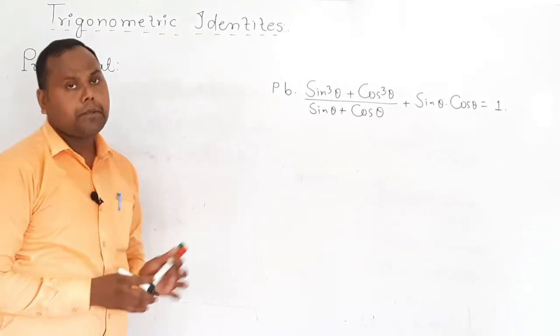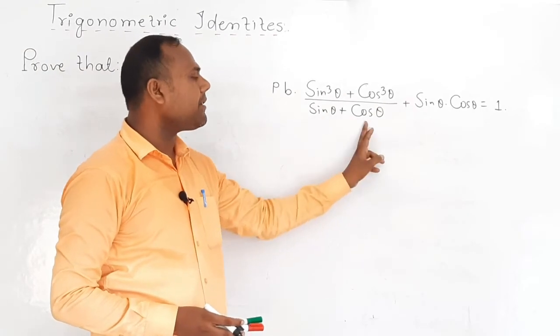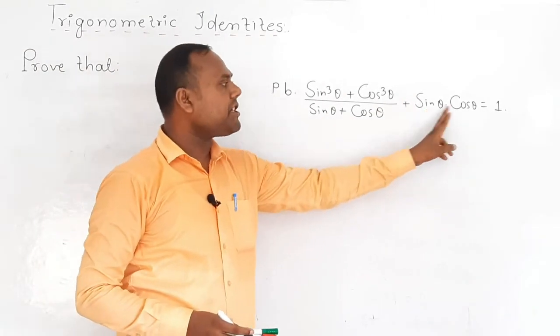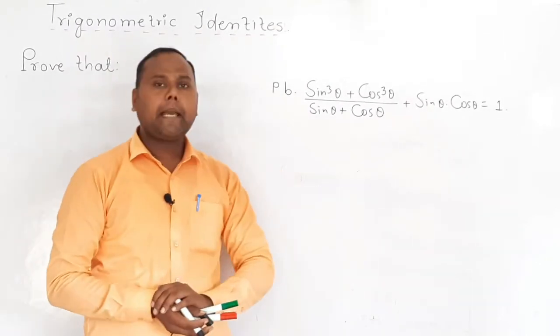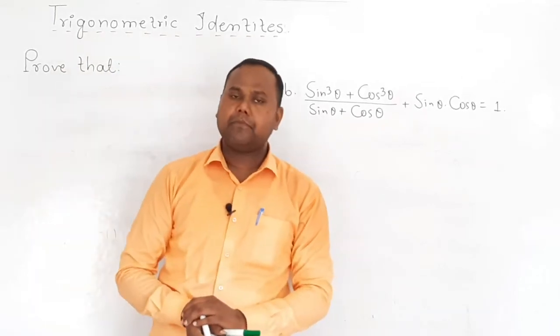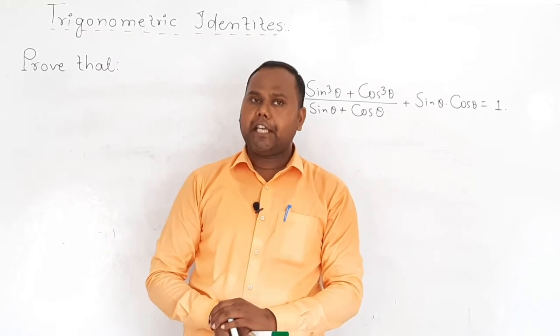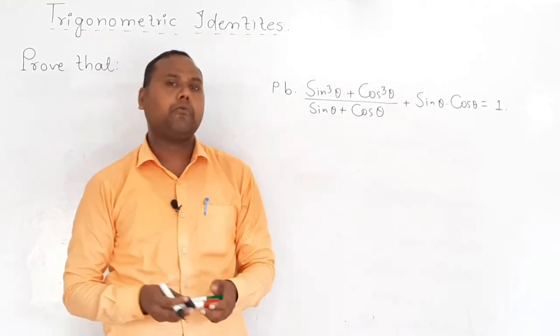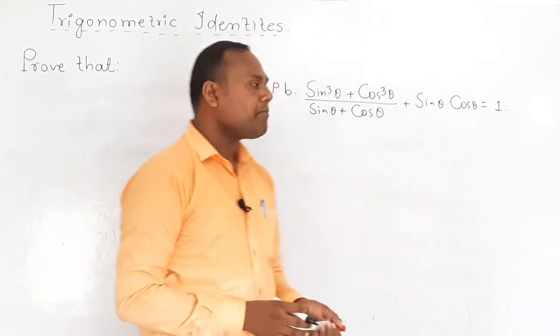Now the next problem is: sin cube theta plus cos cube theta, divided by sin theta plus cos theta, plus sin theta into cos theta, will be equal to 1. Remember that we have already studied the formula a cube plus b cube. That means we have to utilize here the factorization formula: a cube plus b cube will be equal to a plus b into a square plus b square minus ab.